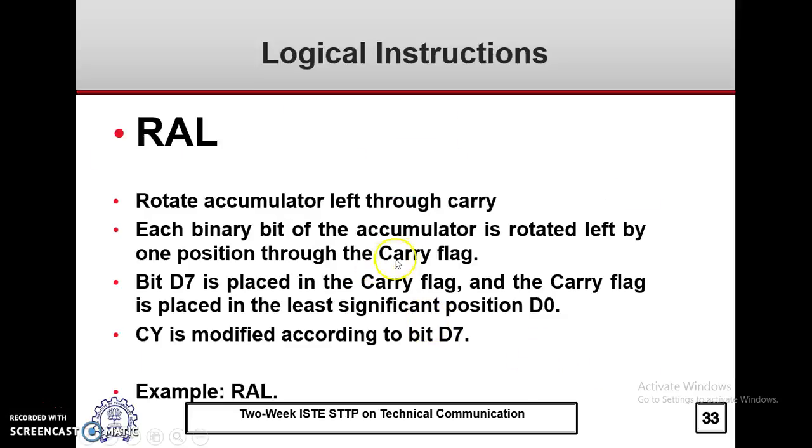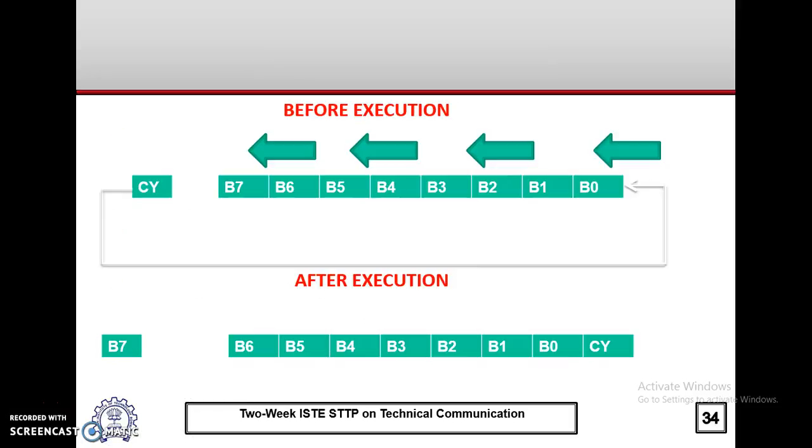RAL: rotate accumulator left through carry. Each bit of the accumulator is rotated left by 1 position, now through the carry. Right? So bit D7 is placed in the carry flag, and the carry flag is placed in the least significant position D0. The carry flag is modified according to bit D7. Now this is an example, you can very well see it in a diagram, and one can easily understand this.